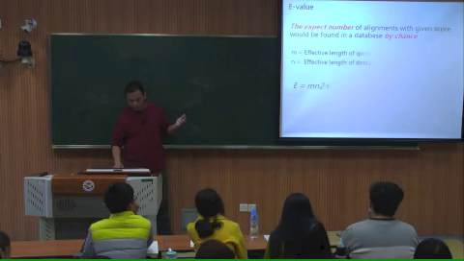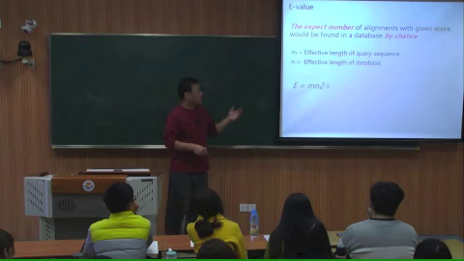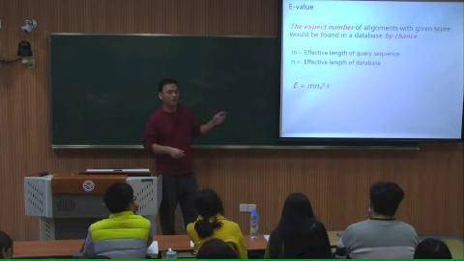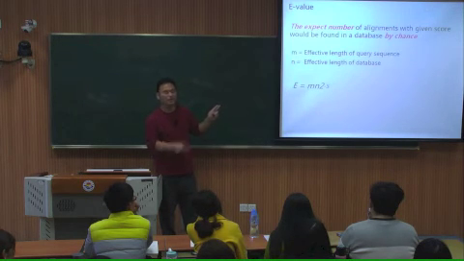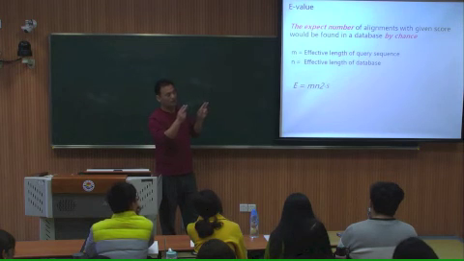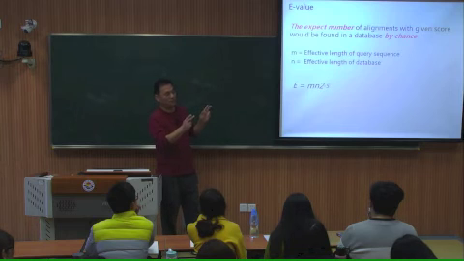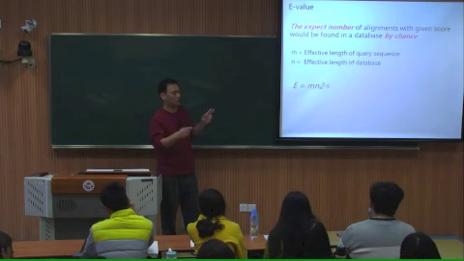So what does that mean? It is the expected number, how many times you can find the query sequence in the database just by chance, not because they are biologically similar, or not because they have some significance, just by chance.